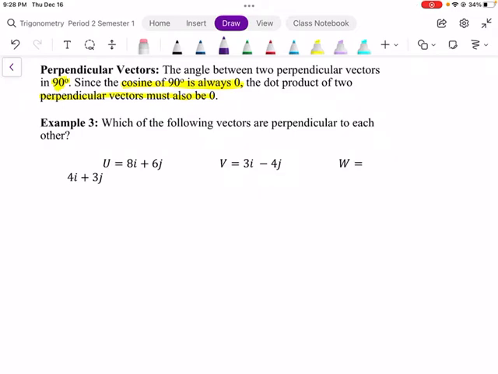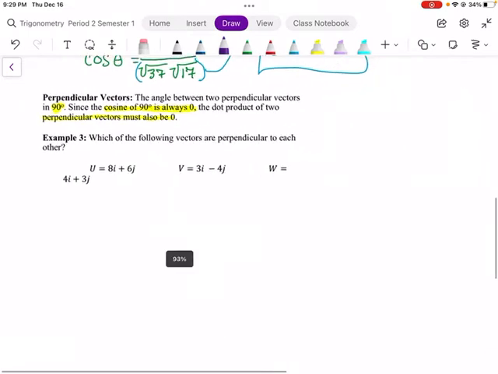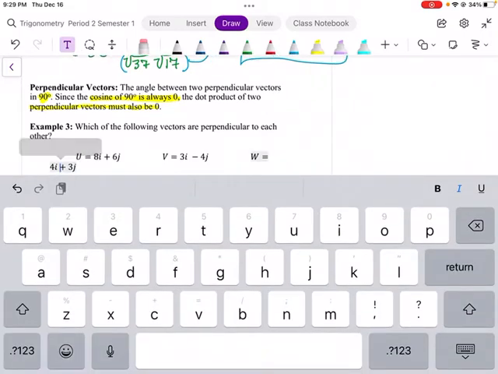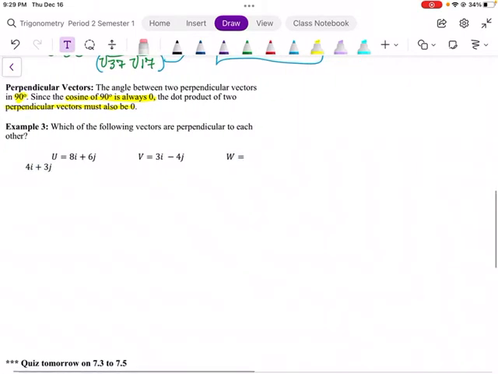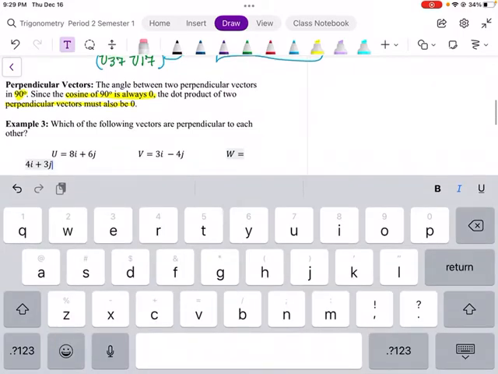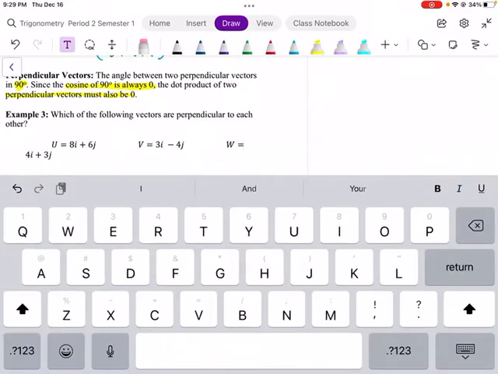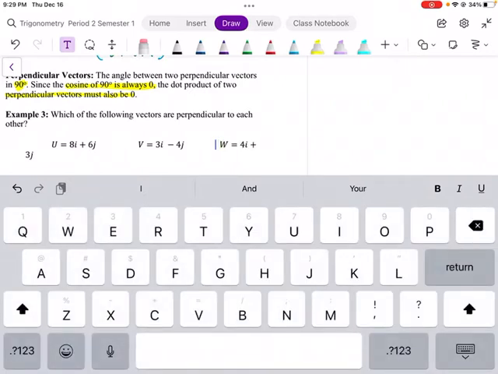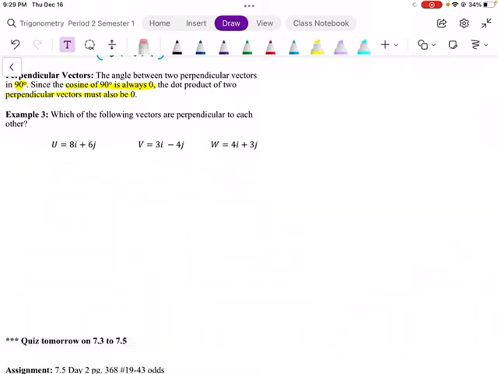So for this one, we're going to figure out between u, v, and w which ones are perpendicular. And I don't know why this is over here. So let's go to text. And let's move this over. Give me one moment. Just want to make this so it's not on a separate line. There we go. Now we can see them all. Okay, so we have vector u, v, and w.